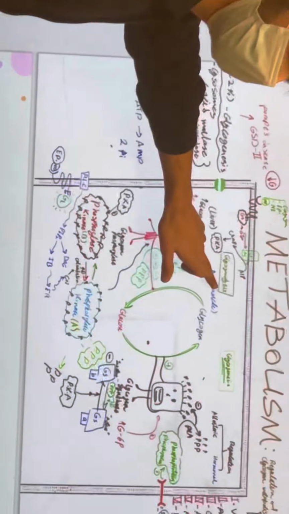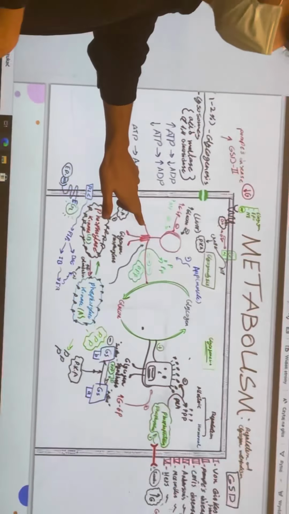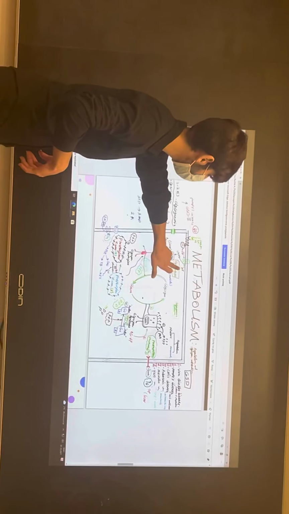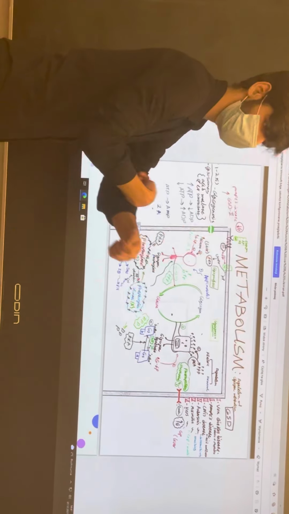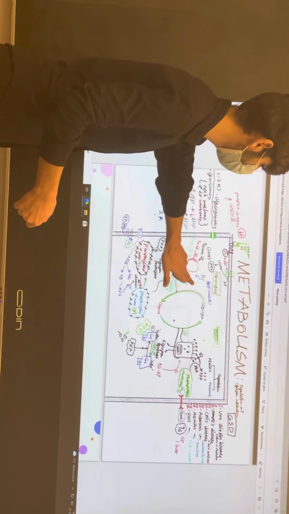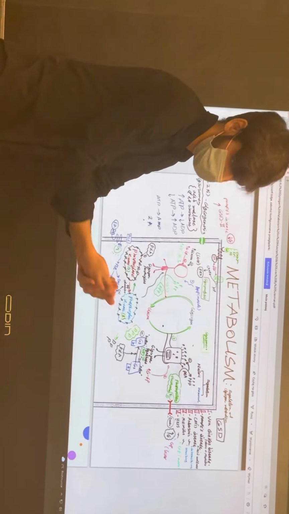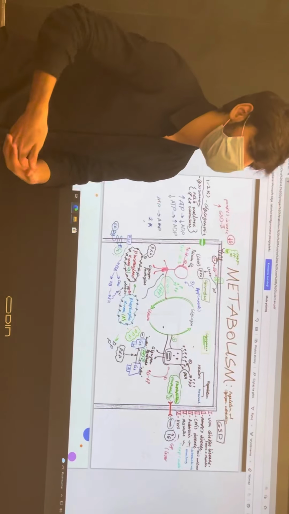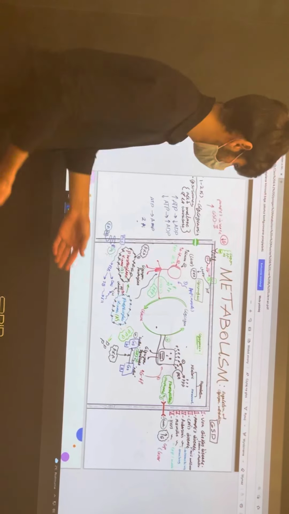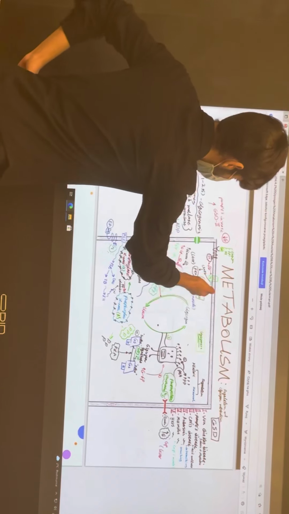Increased amount of AMP stimulates the glycogen phosphorylase so that this glycogenolysis process can start over, and glycogen is broken down to glucose. That's what we need. When we have glucose, we have glycolysis going on, Krebs cycle, we get ATP. So this is what happens.